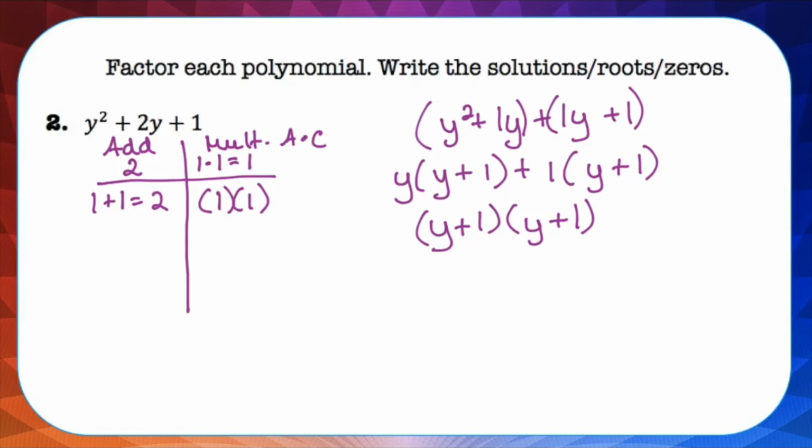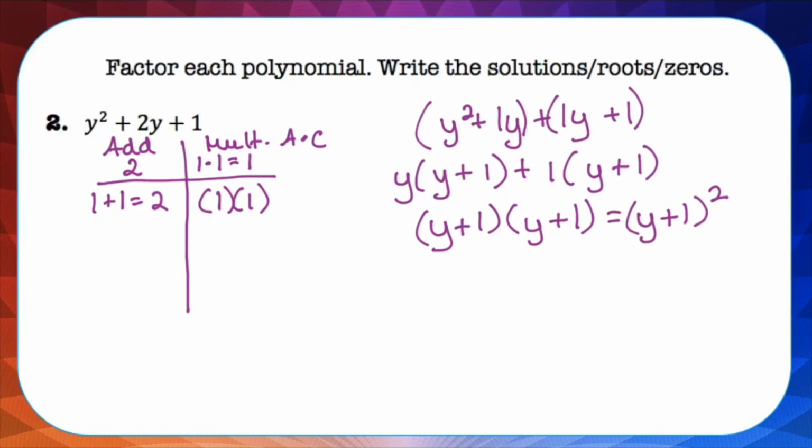So a shortcut way of writing y plus 1 times y plus 1, because they're both the same, would just be y plus 1 squared. So that would actually be the answer, is y plus 1 squared. But we also have to find the solutions, or the roots, or the zeros. Solutions, roots, and zeros are the same thing when you're talking about a quadratic. And so it's just where the line, when you graph it, crosses the x-axis. That's why we call it zeros.